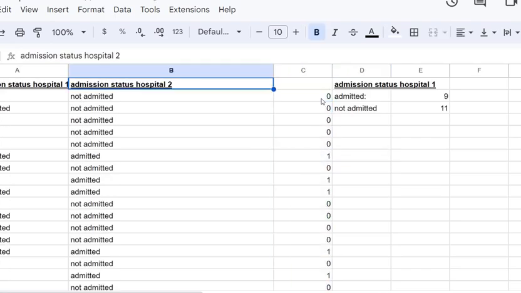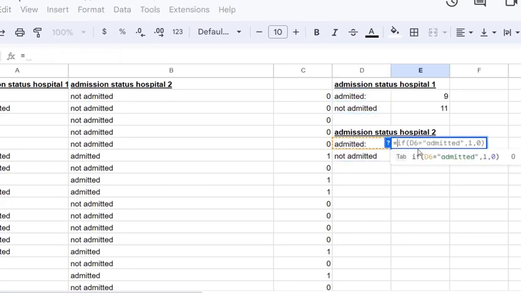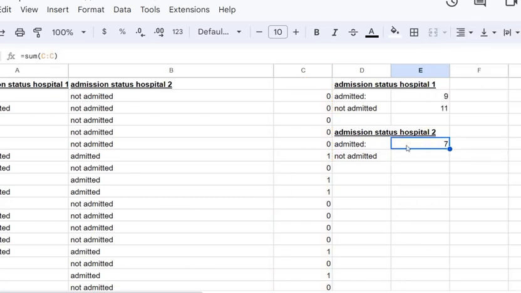So there, now they've put numbers for those words, and now we can do the same thing equals sum C to C. So there's 7 there, and again I'm going to paste over this, or I could just type 7 I guess. So there's 7 that were admitted, there was 13 that were not admitted. So there's a difference, right? Hospital 1 admitted 2 more patients than Hospital 2 did.